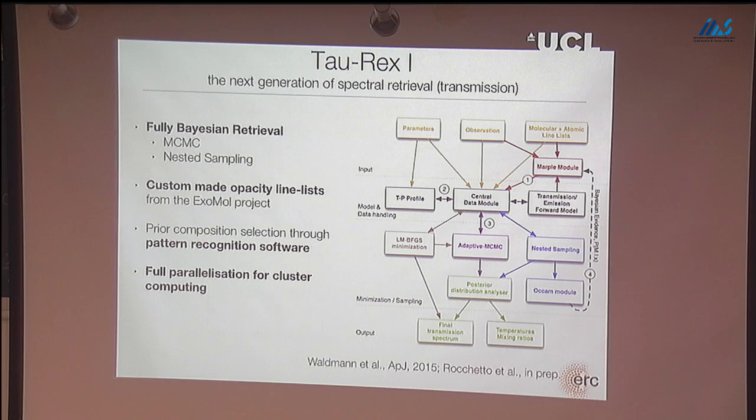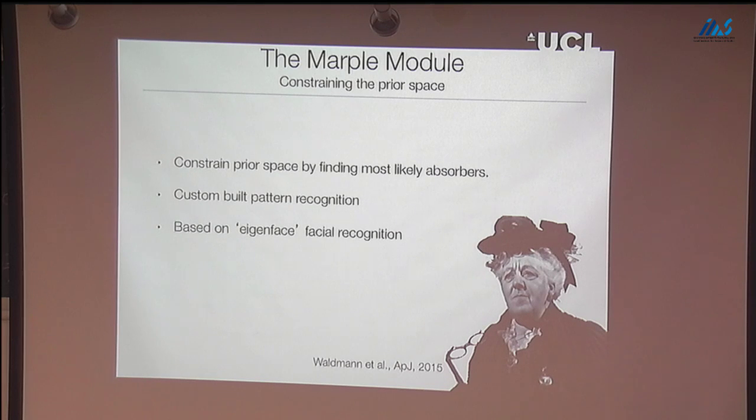And so the question is, how can you quantify the prior? Some models are using some assumption about what the TP profile or the molecules should be. But again, the risk is that you can inject some bias in the solution. What we have tried to use is what we call the Marple model, and it's basically a sort of facial recognition algorithm that's using PCA.